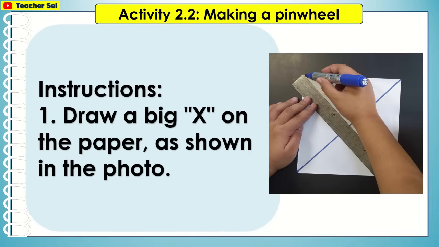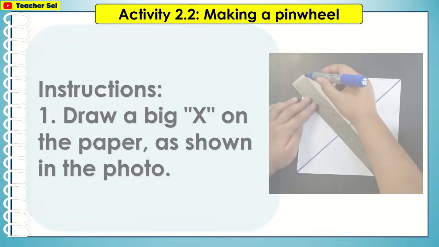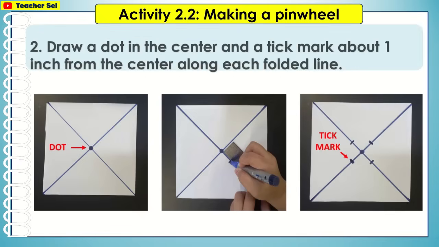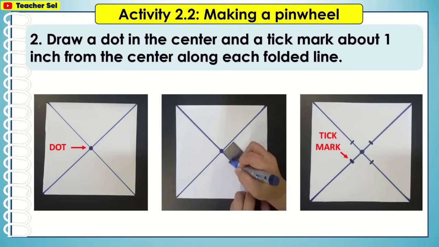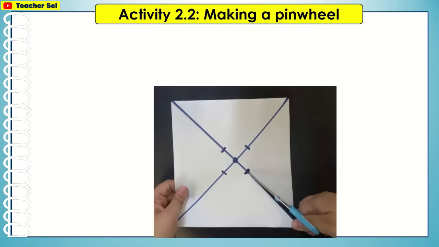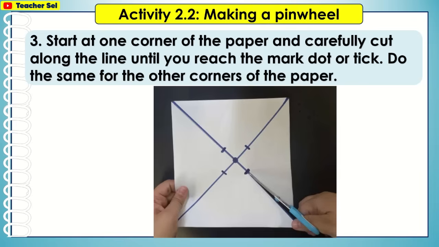Instructions: draw a big X on the paper as shown in the photo. Draw a dot in the center and a tick mark about 1 inch from the center along each folded line. Start at one corner of the paper and carefully cut along the line until you reach the marked dot or tick. Do the same for the other corners of the paper.